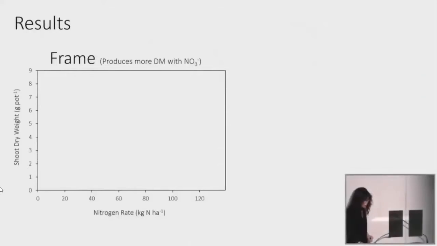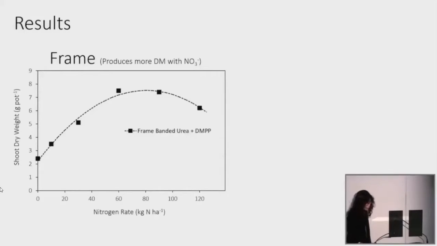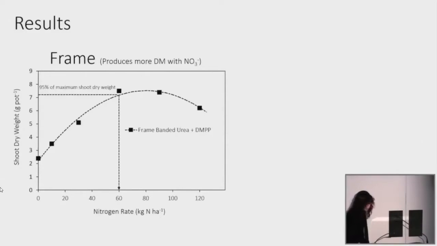Moving on to results. Here we have shoot dry weight on the y-axis and nitrogen rate on the x-axis, and we are examining the response of wheat genotype Frame, which produced more biomass when supplying nitrate in O'Sullivan's research. If we have a look at Frame shoot dry weight in response to banded urea plus DMPP, we find that the nitrogen rate required to produce 95% of maximum shoot dry weight was 60 kilograms of nitrogen per hectare.